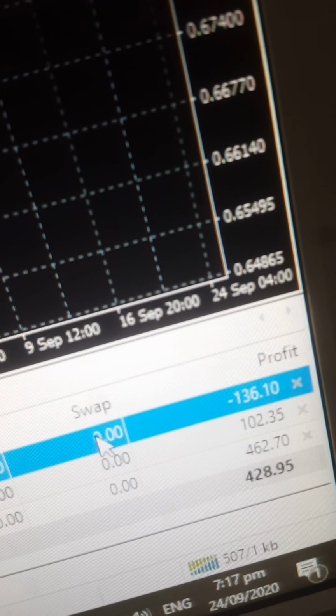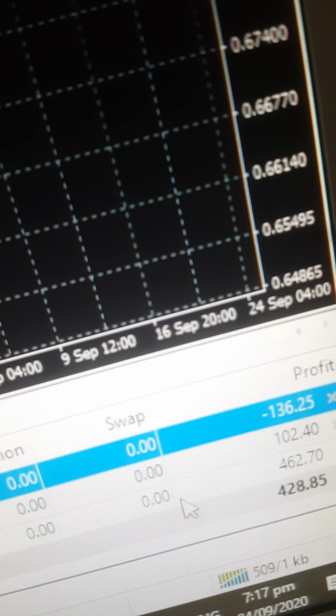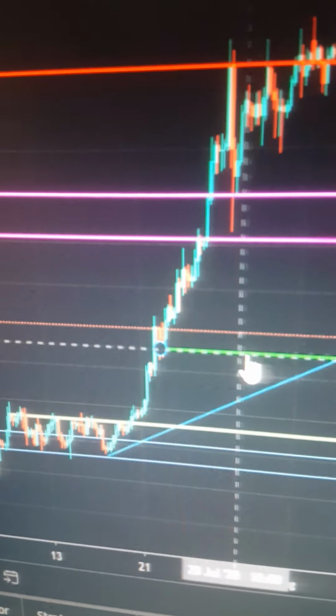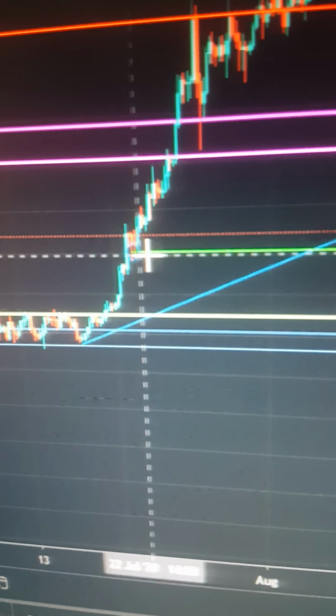Here you can see I'm gonna close two of them, EURUSD or AUDUSD, but not the gold. No, I'm gonna close the gold right now, because it's bouncing here, and the resistance area is right below it. The green line is the resistance area.